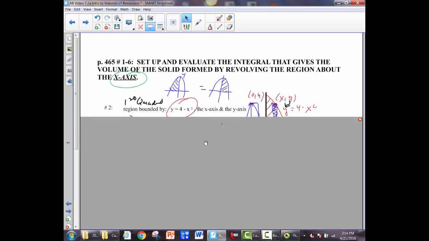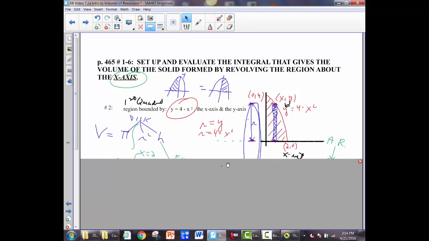Numbers 1 through 6 set up and evaluate the integral that gives the volume of the solid formed by revolving the region about the x-axis. So all of these are going to be revolved about the x-axis. Now, what they don't tell you is the first, they meant to say the first quadrant region bounded by y equals 4 minus x squared, the x-axis, and the y-axis. So you should know, of course, the y equals negative x squared plus 4 would be this parabola, turning down with a vertex at 0, 4. And we're just going to look at the first quadrant.